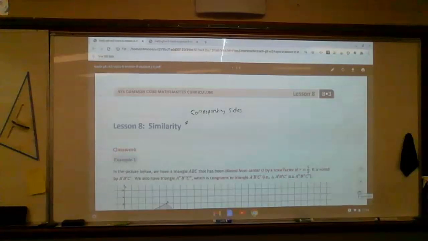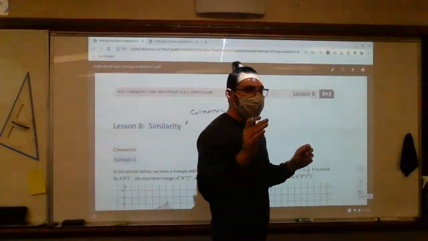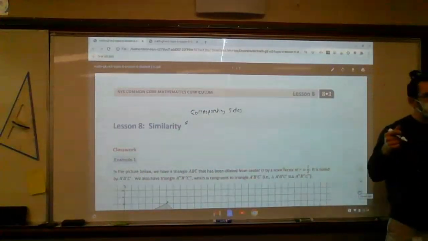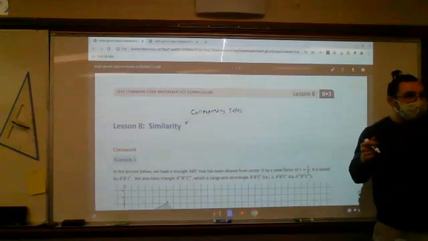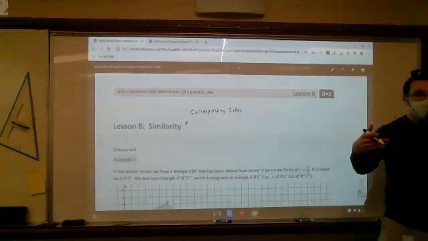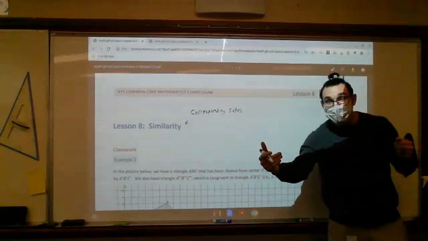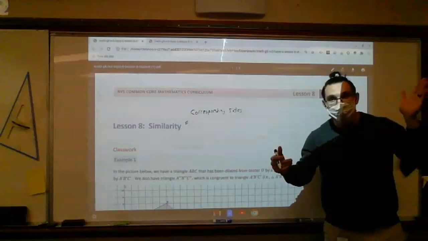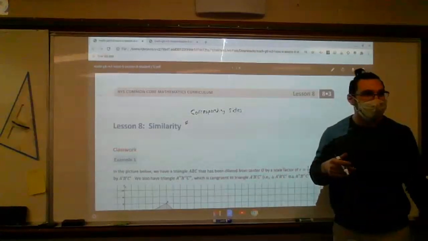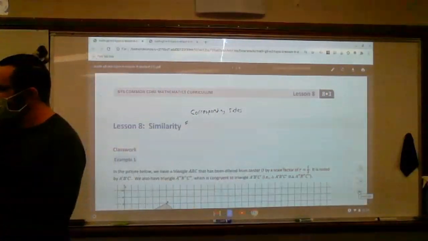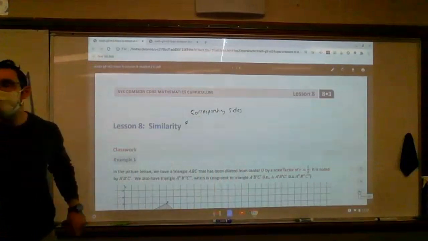Corresponding sides means in the same place. So if I'm comparing AB to its image, I would say side AB corresponds with side A prime B prime. BC corresponds with B prime C prime. AC would correspond with, this is where you're going to come in, A prime C prime. Thank you, Javen. I thought nobody was going to say anything. You're the man. Thank you.